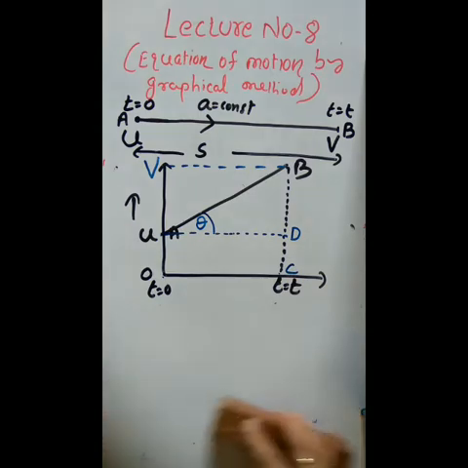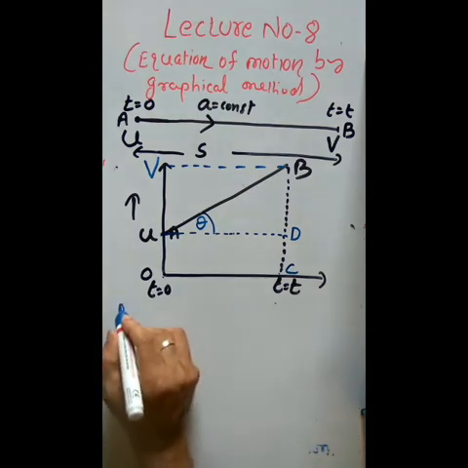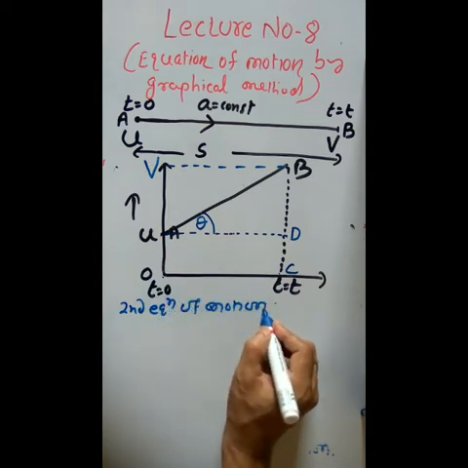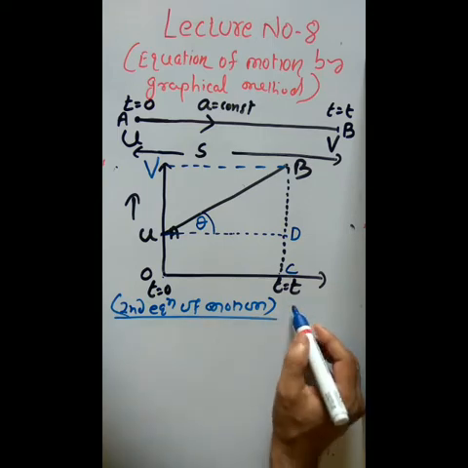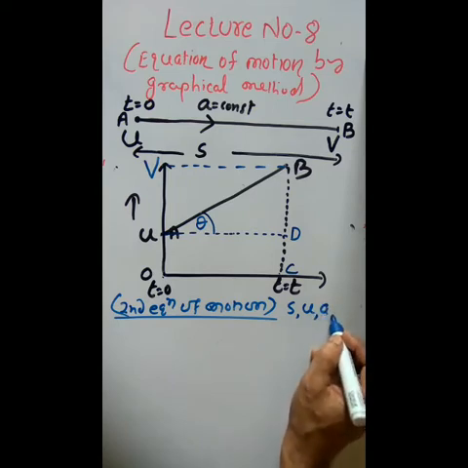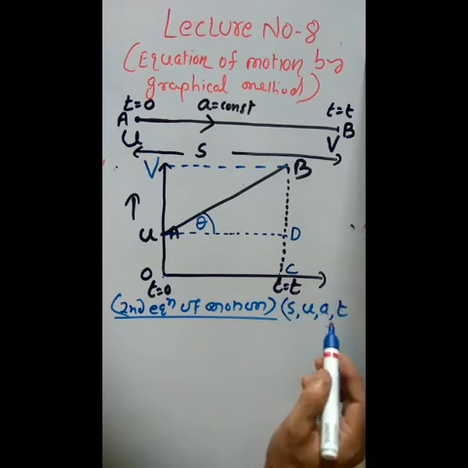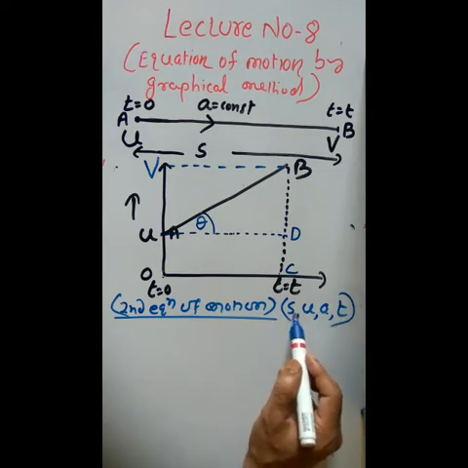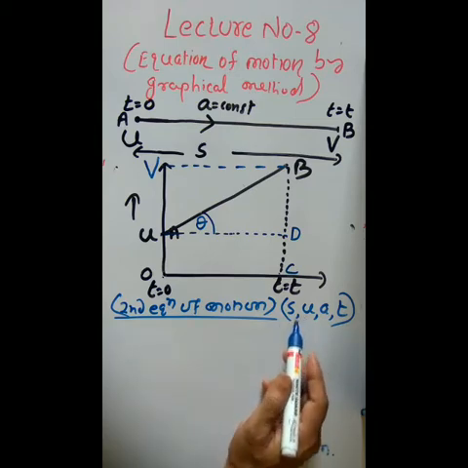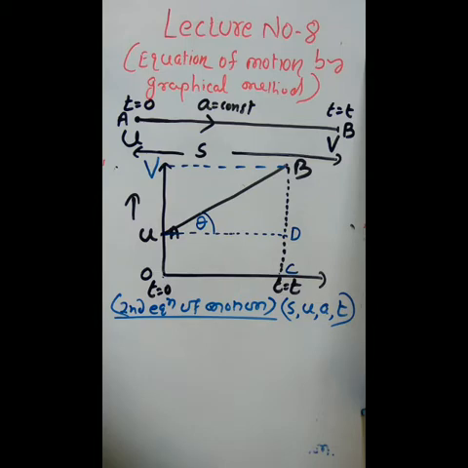So what is the second equation of motion? The second equation of motion gives the relationship between distance covered s, initial velocity u, acceleration a, and time taken t. Clear? So how will you find the distance covered? Now you know in the last video I discussed that from the velocity time graph you can find the acceleration by measuring the slope. So I applied that principle in the first equation of motion derivation.